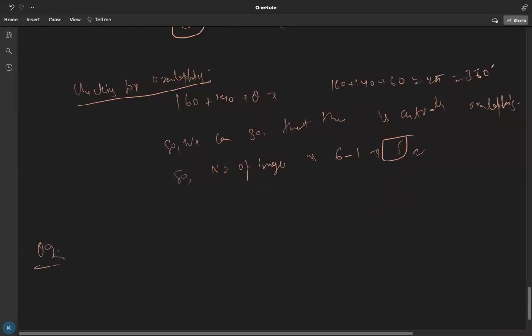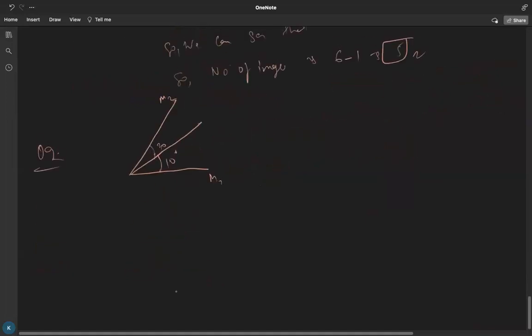Question 2. In this case, this is our mirror 1. This is our mirror 2. And this is 20 degree. This is 10 degree. Okay. इस बारी थोड़ी I think number of images ज़्यादा होंगी. So we have to find the positions and number of images.